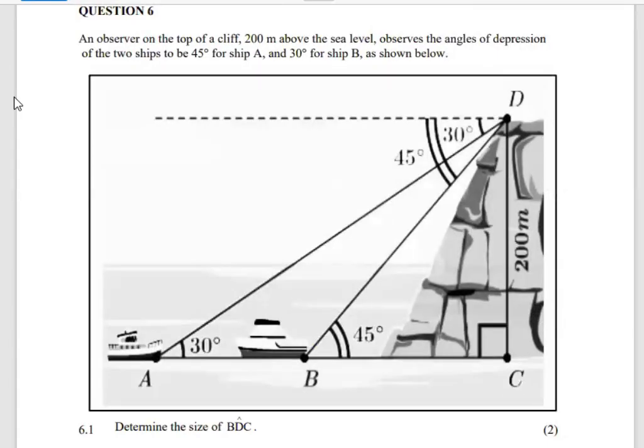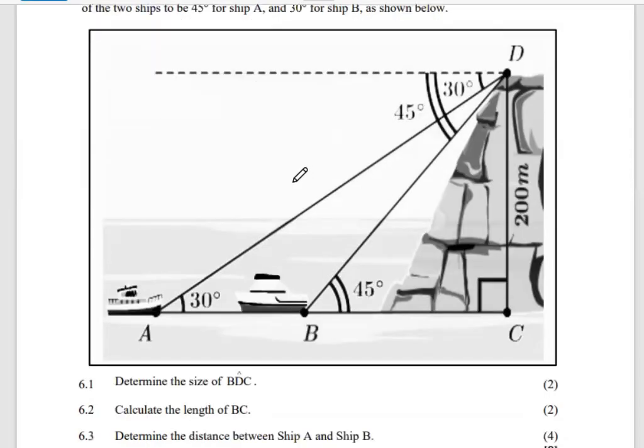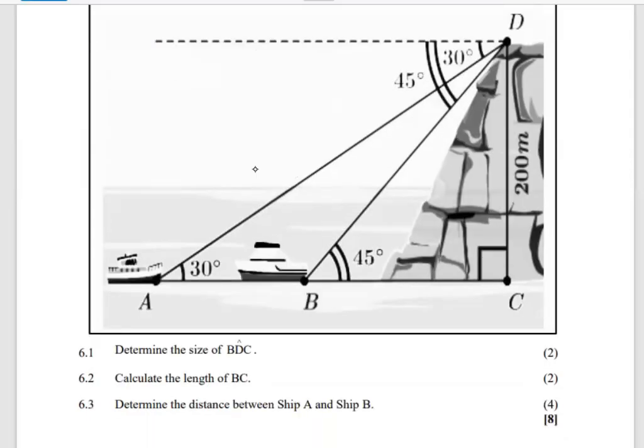that is on the top of a cliff that is 200 meters above the sea level observes the angle of depression of 2 ships to be 45 and 30 for both those ships. Determine the size of angle BDC. So this angle here. Now we know that this is a 90. This is a 45. So this is a right angle triangle, meaning that this angle is a 45-degree angle. Then what is the reason? It is going to be angles in a triangle. BDC, so that is a 45, angles in a triangle.